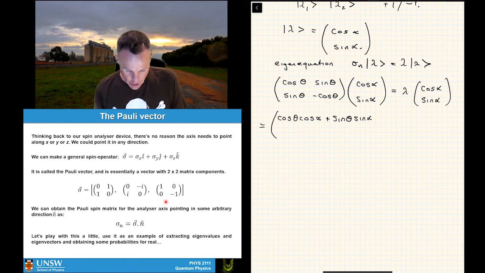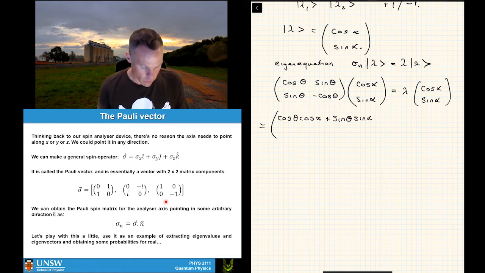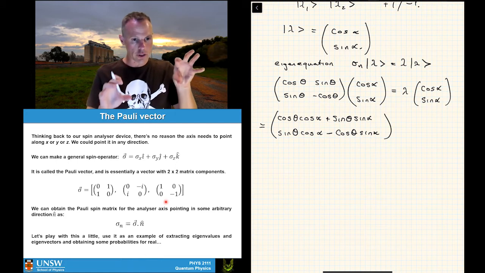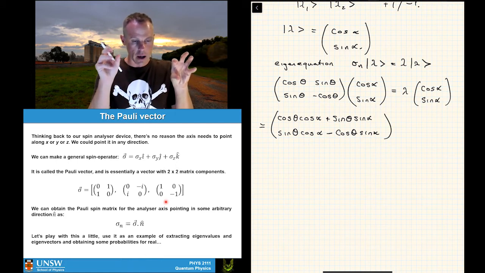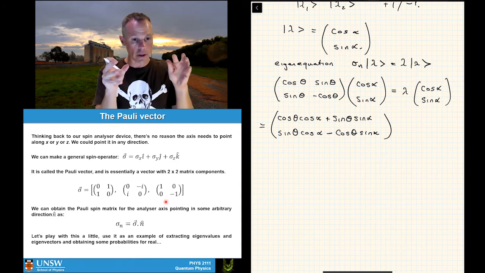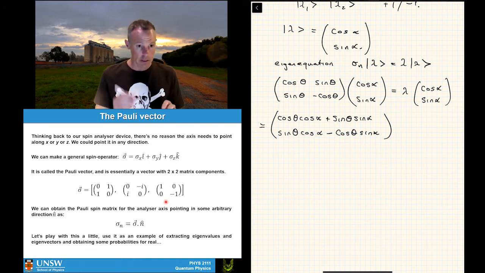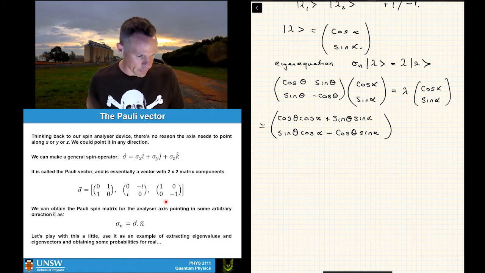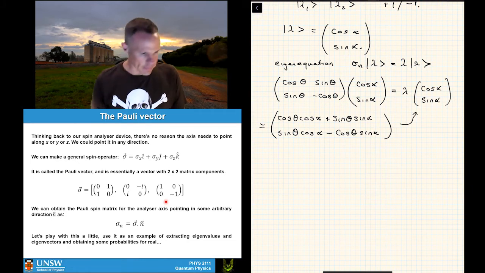And then the other term is going to be sine theta cos alpha minus cos theta sine alpha. Okay, and of course this is a 2 by 2 matrix multiplied by a column vector. So what we're going to get is a column vector. There are two elements in this: one on the top, one on the bottom, one column. So that will be that.